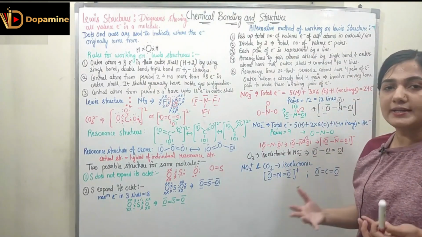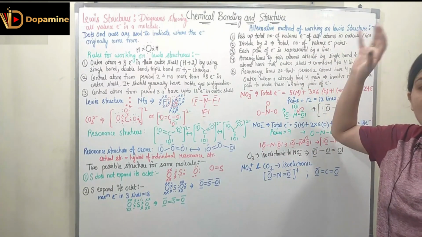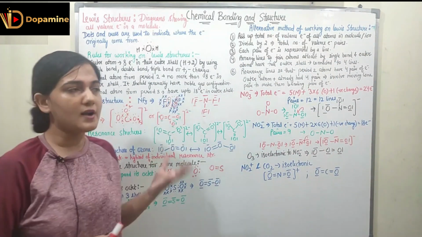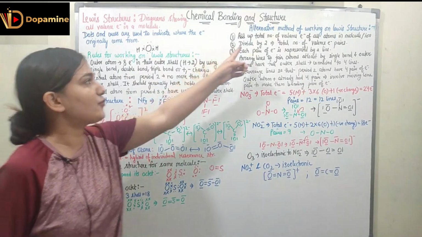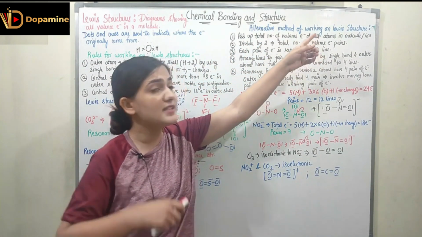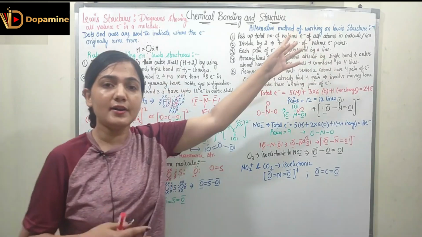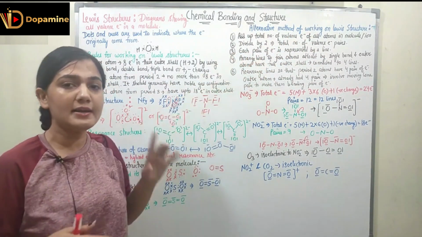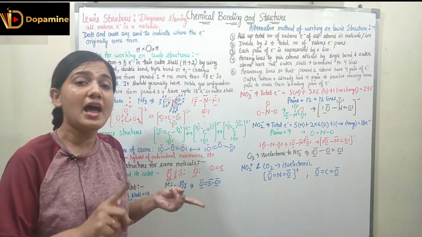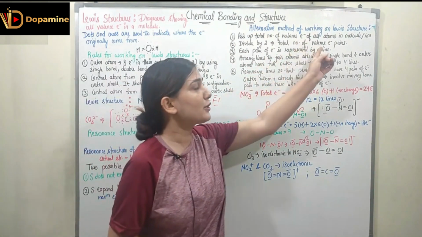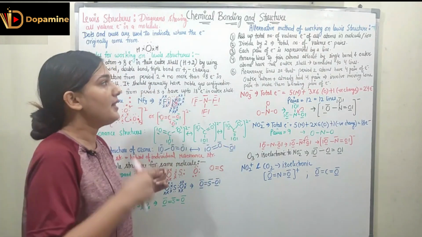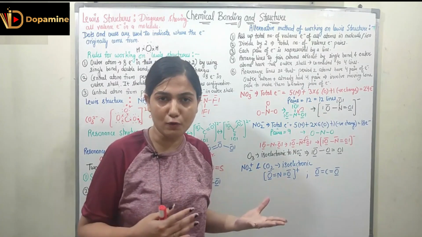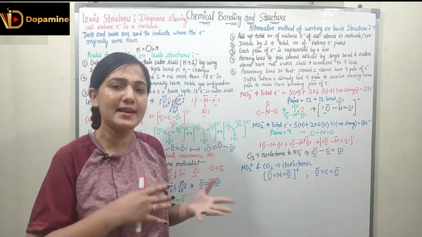Now coming to the alternative technique to draw the Lewis structure, we have various steps to work upon it. First of all, we have to add up the total number of valence electrons of all the atoms present in the given molecule or ion, right? Then, if I know the total number of valence electrons, I have to divide it by 2 to find the total number of valence electron pairs. Now each pair of electrons is represented by a line, either a line of a lone pair or a line of a covalent bond or any other bond, right?